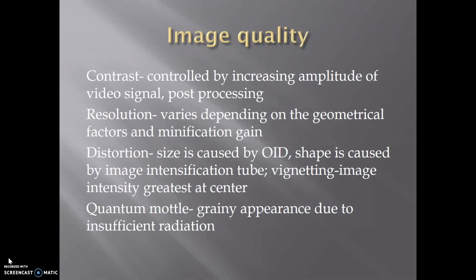Distortion is caused by OID. For shape, distortion is caused by the image intensification tube. Vignetting creates an image intensity greatest at the center, and quantum mottle is a grainy appearance due to insufficient radiation.